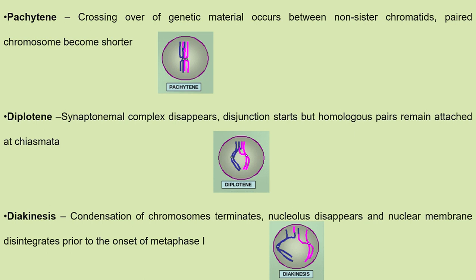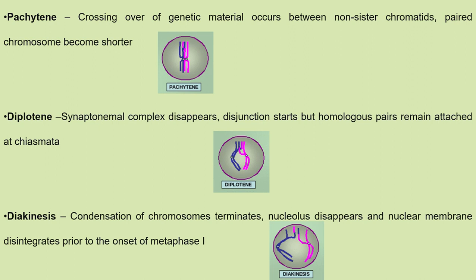Next comes pachytene. Here, crossing over of different chromatids occurs. Crossing over of genetic material occurs between non-sister chromatids. This is the main spice that adds variation to the population.